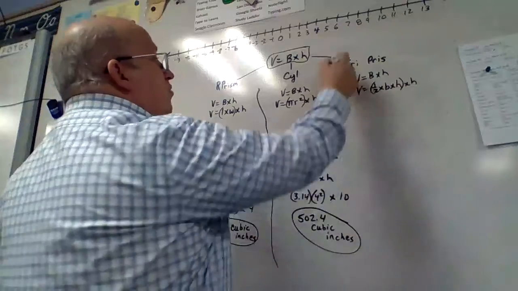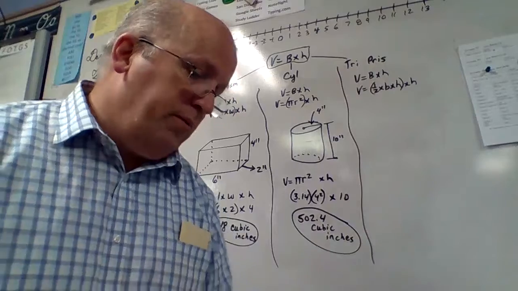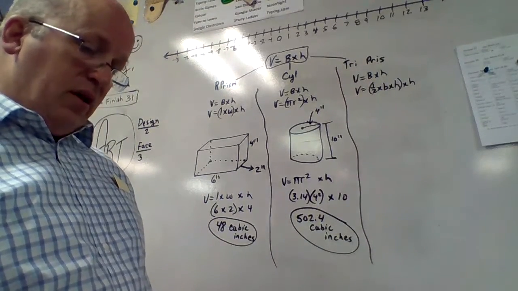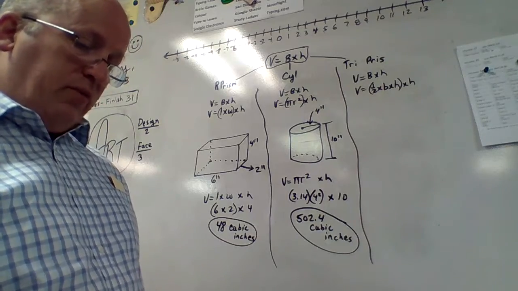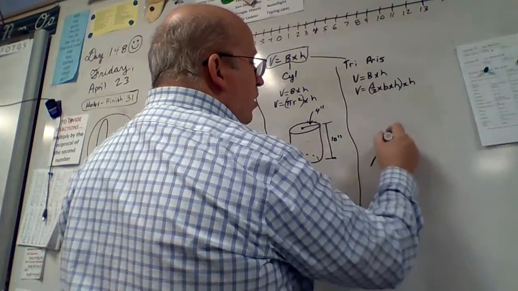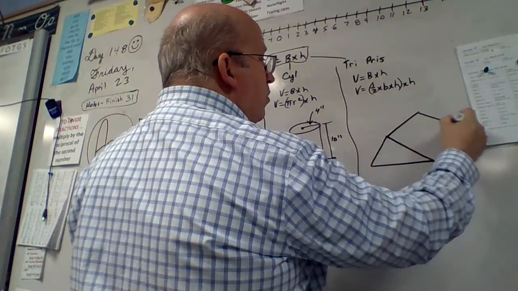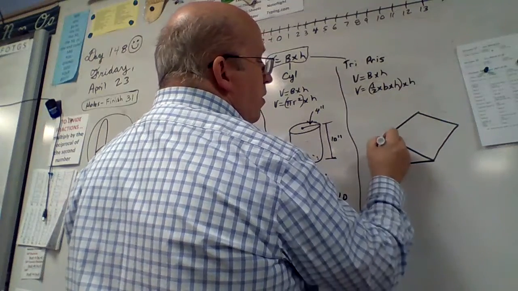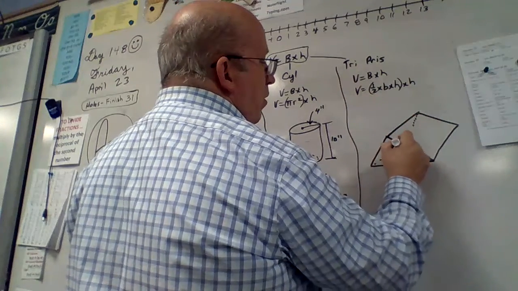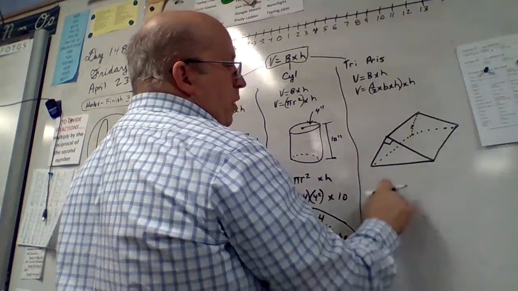Okay, let's try the last one. Triangular prism. Notice the formula is 1/2 times base times height times the height. Now, this one sometimes gets people a little bit confused, so you really got to be careful as to how you look at this one. But let me draw it first, and then we'll talk about what I mean by that. Okay, so here are some dimensions.